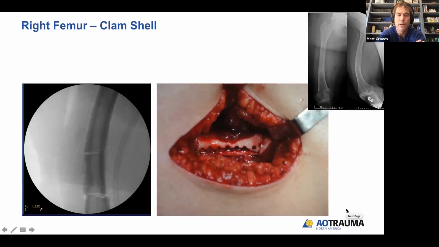But there's also a limitation to the correction that can be achieved with the clamshell osteotomy. And I've made this mistake before on a case that was a severe deformity similar to this. And so you have to be careful and make sure that each of the transverse osteotomies will allow you to get a nail into the anatomic axis of that segment.